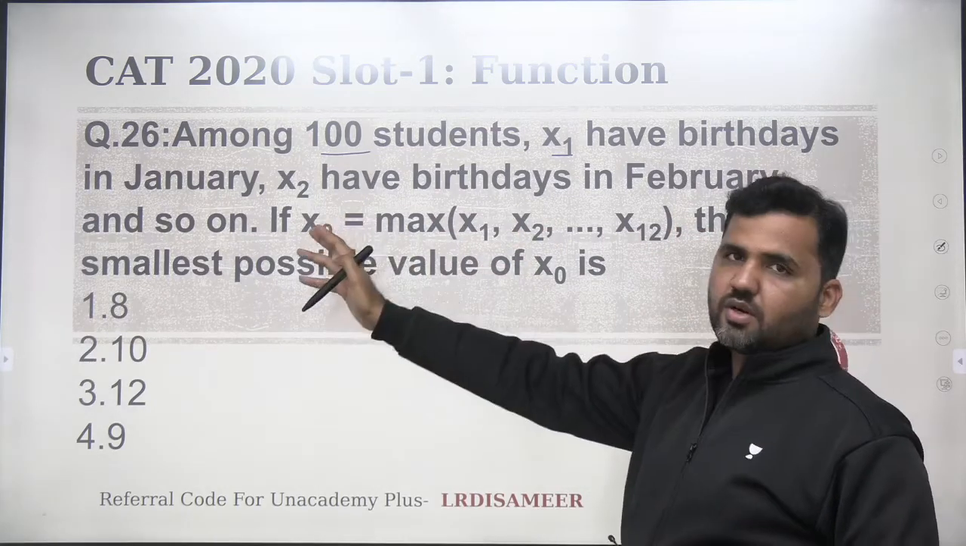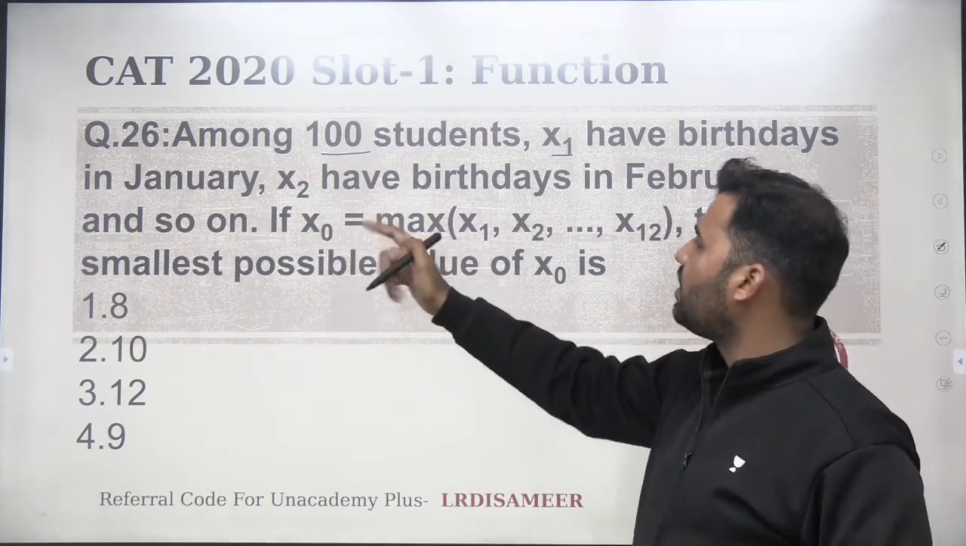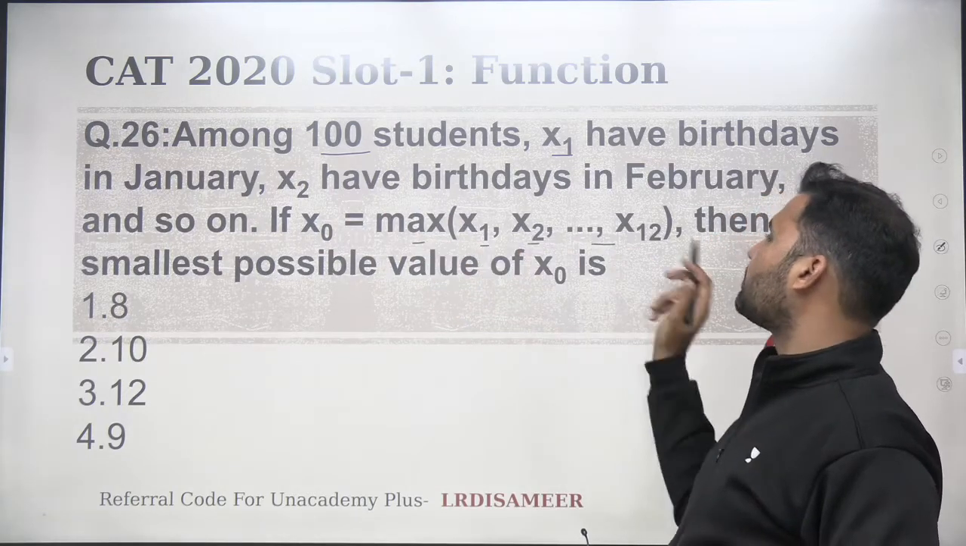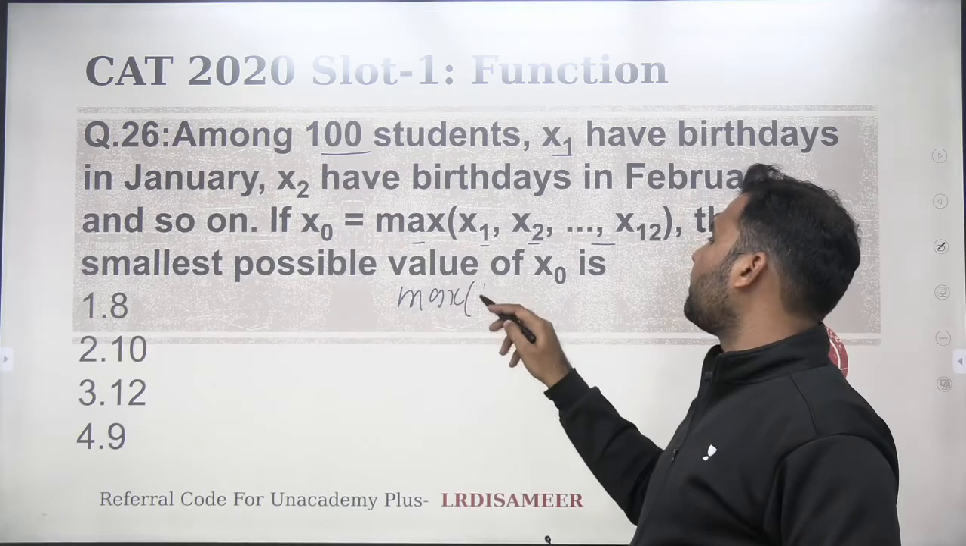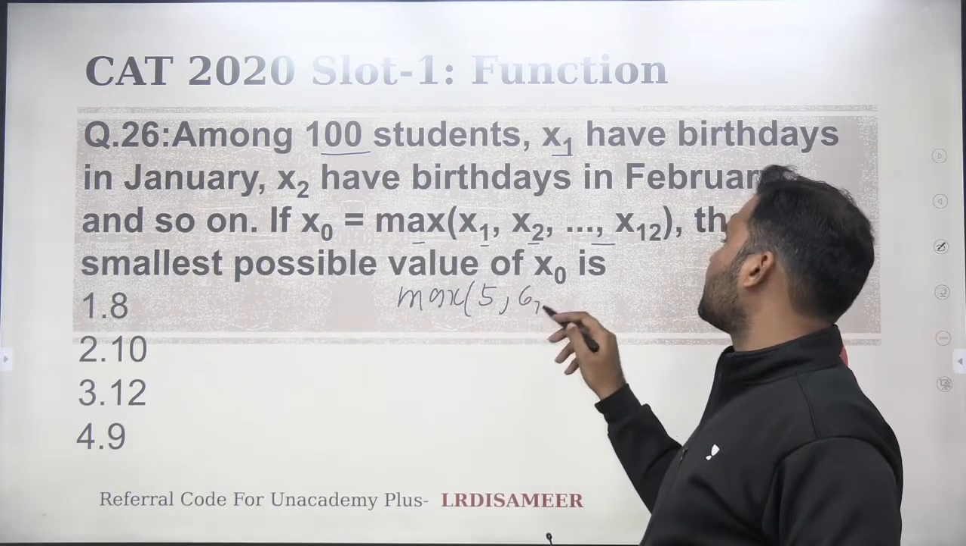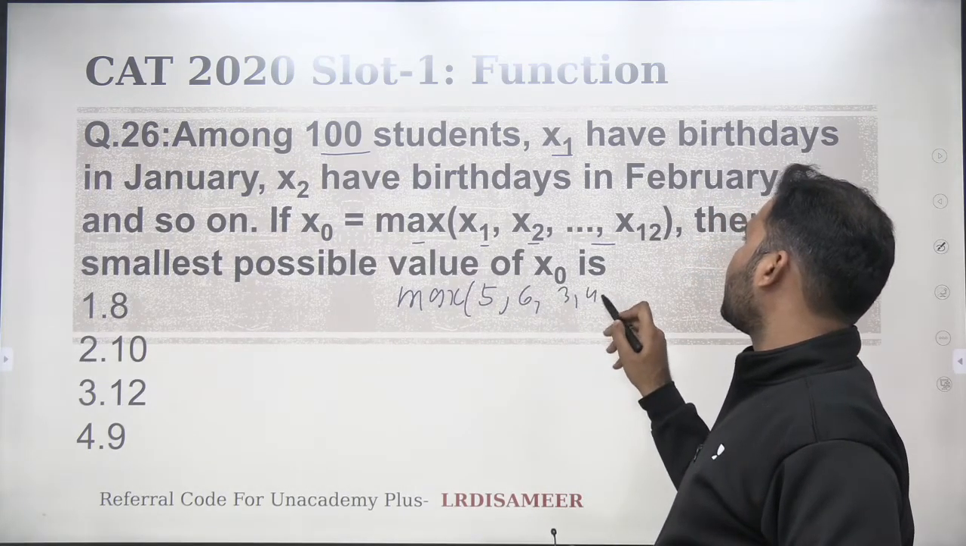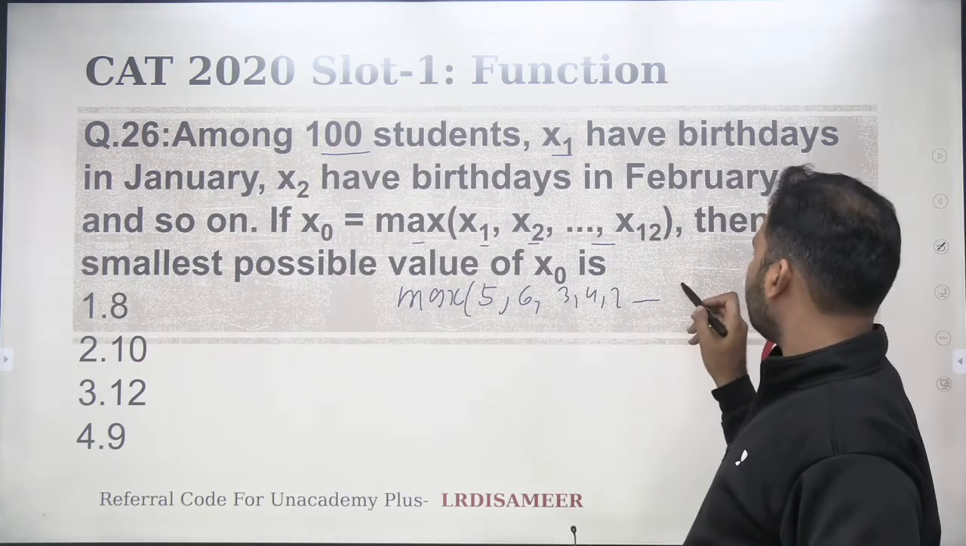So x0 is a kind of function whose value depends on the maximum of all these values, right? For example, if I say the value of x1 is 5, x2 is 6, and 3, 4, and so on, right? Up to 12.